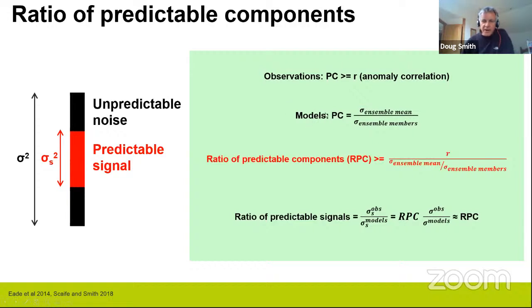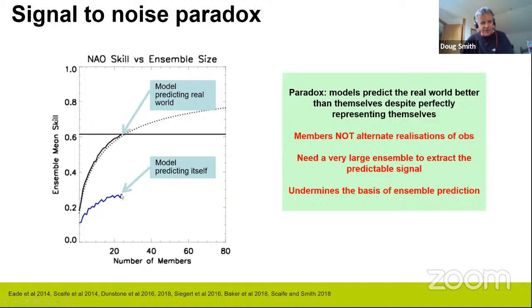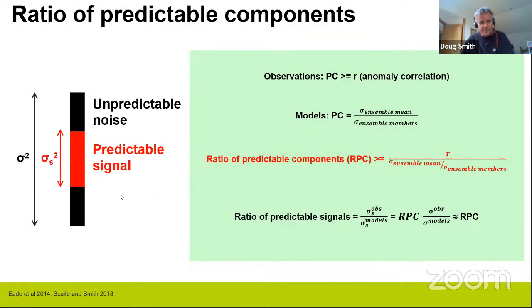In the model world, we can assess the predictable signal, which is the variability of the ensemble mean of a large ensemble. And then the total variability is the total standard deviation of the ensemble members. So that's one way to assess this predictable component in the model world. I should just say another way to do it is to calculate the correlation between the model ensemble mean and individual model members. That's an alternative way of defining this.